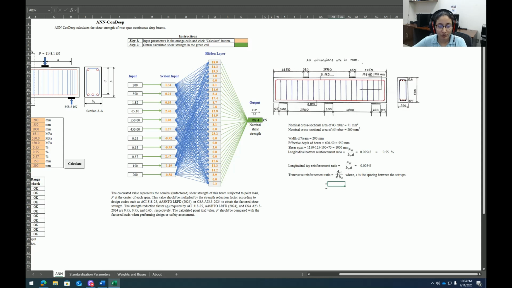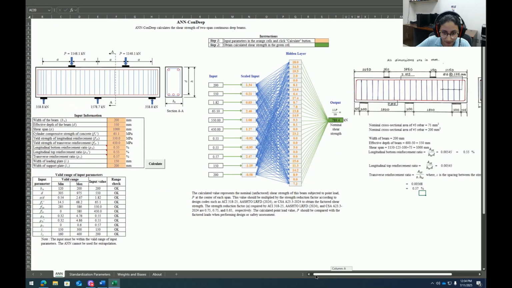And for transverse reinforcement, we need the total area of steel provided. It's 2 times 71 for a 2-legged stirrup. If it was 4-legged, it would be 4 times 71. Here it's 2 times 71 for a 2-legged stirrup. That will be the total area of steel provided, and spacing is 125. The width of the beam is 200. So that would give 0.00568. We need the value in percentage, so multiply by 100. That would be 0.57 percent. That's the value we'll use here.